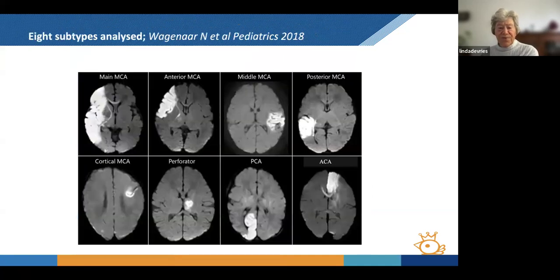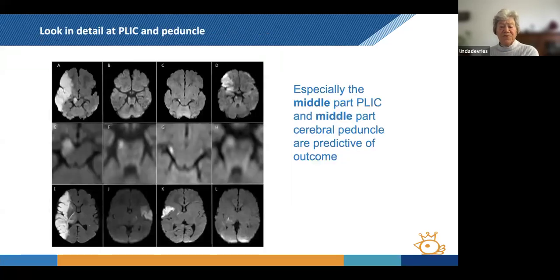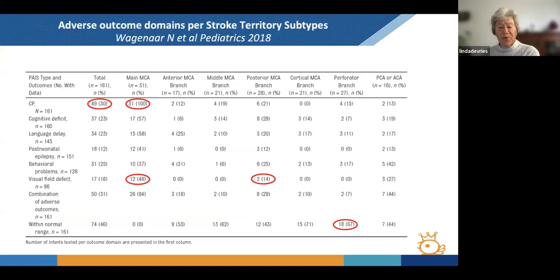We did a study together with Francis Cowan in London, looking at all the subtypes of the strokes: the main or the anterior or the middle or the posterior middle cerebral artery, just a cortical stroke, a lenticulostriate, a perforator stroke, and then a posterior or an anterior stroke. And then we paid a lot of detail to the posterior limb and the cerebral peduncle. Was it really the middle part that was involved? And then we looked at the outcome of these children and came up with this table.